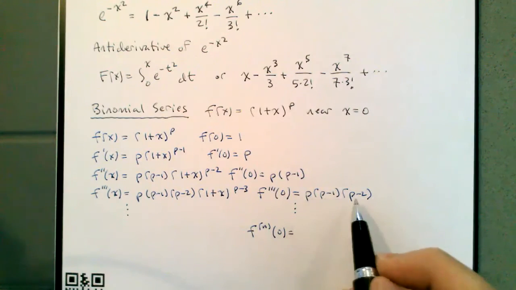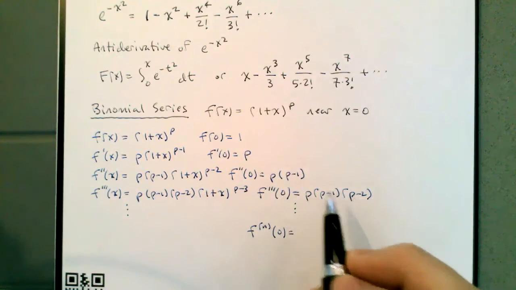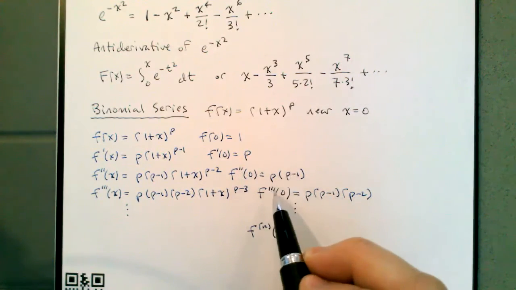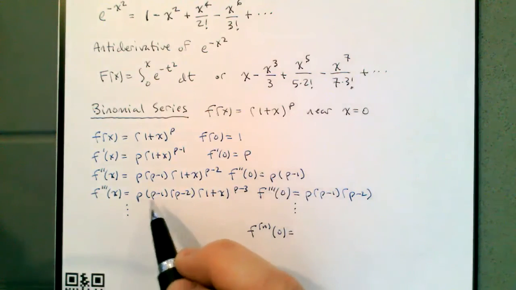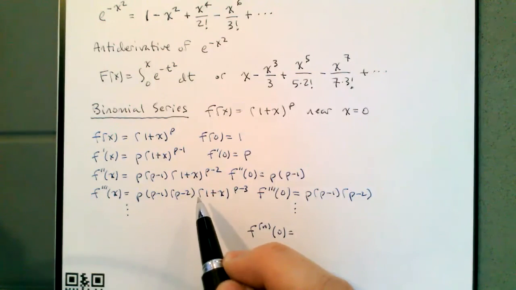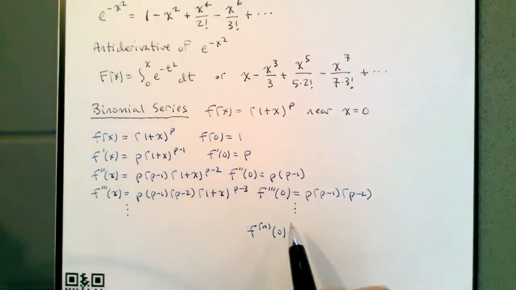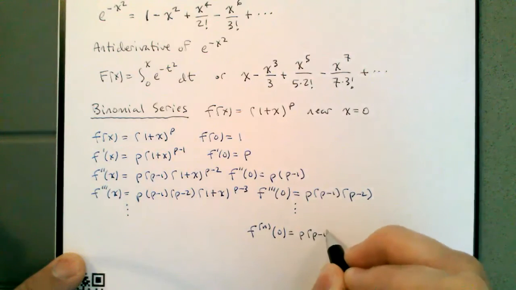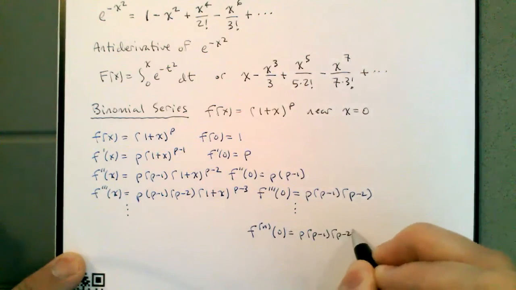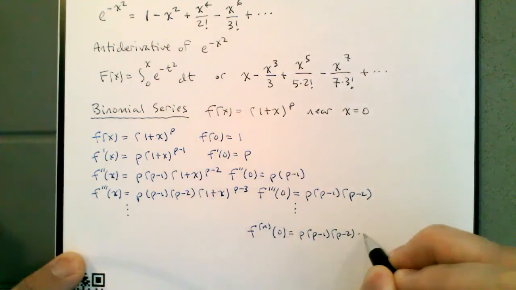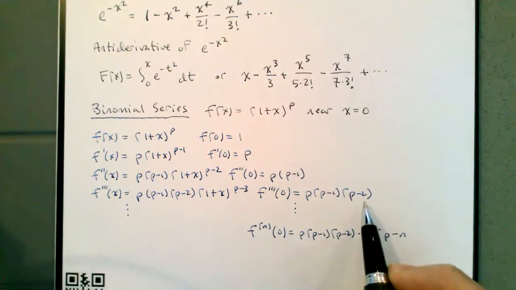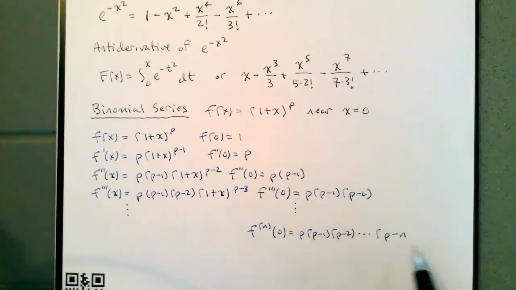So p times p minus 1 times p minus 2, there's 3 factors. The second derivative is p times p minus 1, there's 2 factors. If I did a fourth derivative, there would have been a p minus 1, a p minus 2, and a p minus 3 when we evaluate at 0. So there's going to be the first n factors of p factorial. So it'll be p times p minus 1 times p minus 2 all the way down to, not p minus n, because we don't stop at p minus 3. We stop at p minus n plus 1.